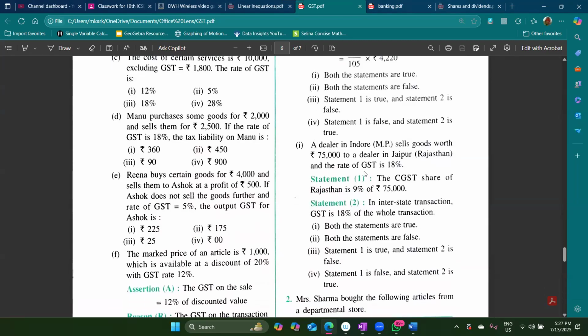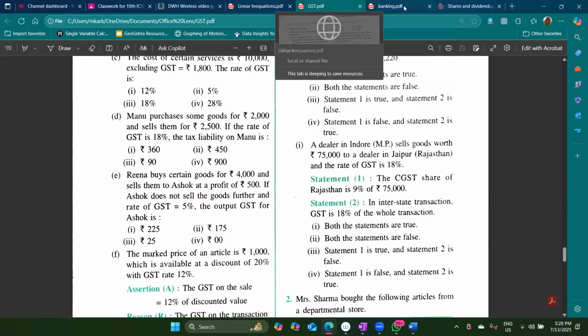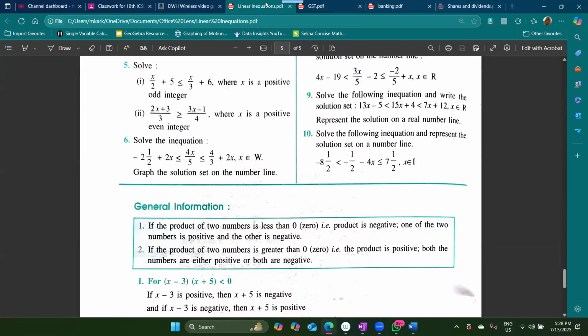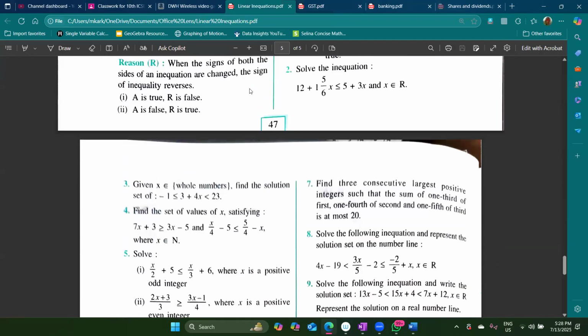Okay, last question from here. So this is interstate, right? Interstate. We don't have. Forget it. You don't have them. So let's go to linear inequations.